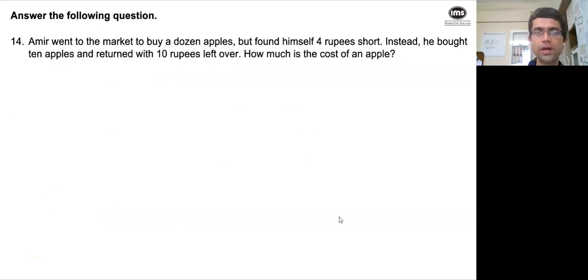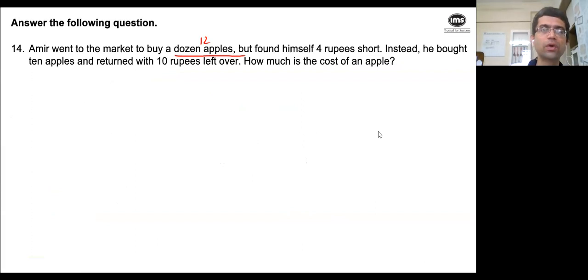Amir went to the market to buy a dozen apples. Okay, a dozen is 12. Don't ask me in which state. In every state, in every country, a dozen is equal to 12. One student had asked me during a class, sir, are we talking about the Indian scenario or a foreign scenario? I told him, sorry, a dozen is 12 in every scenario. It doesn't matter whether you are in the US or India or Agra or somewhere else, a dozen is always 12. But he found himself 4 rupees short.